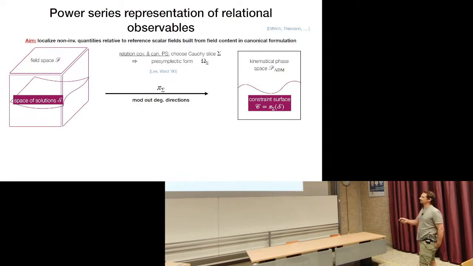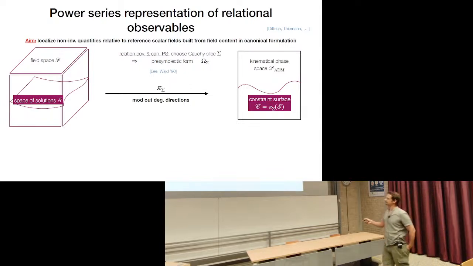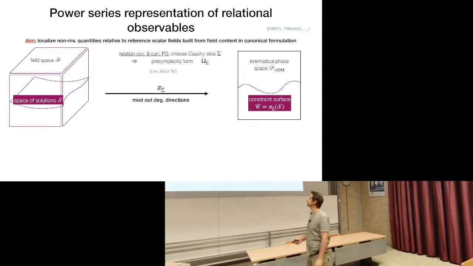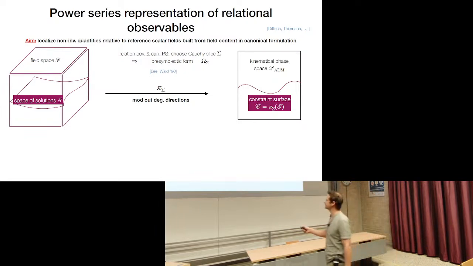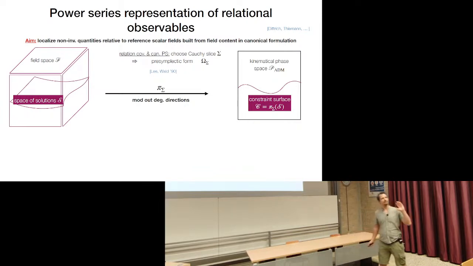Basically, the covariant phase space is defined by the field space of covariant field configurations. It has a subspace of solutions that we care about. And the kinematical phase space is basically obtained in the following way. In the covariant phase space, you a priori don't need to choose any Cauchy slice. But when you want to link it with the ADM formulation, you have to choose a Cauchy slice. When you do that, you can obtain a presymplectic form defined on this field space here. Because it's presymplectic, it has degenerate directions. I can mod out those degenerate directions.